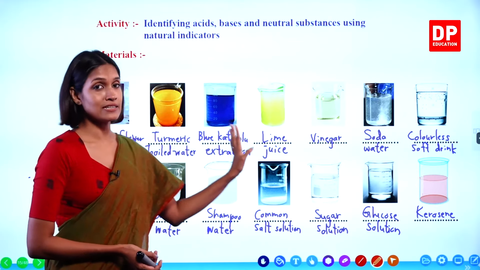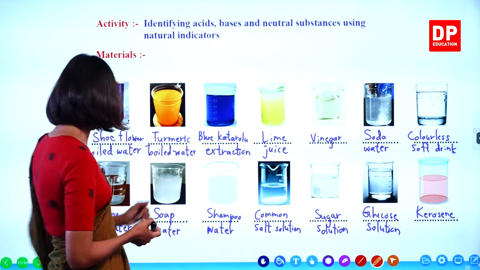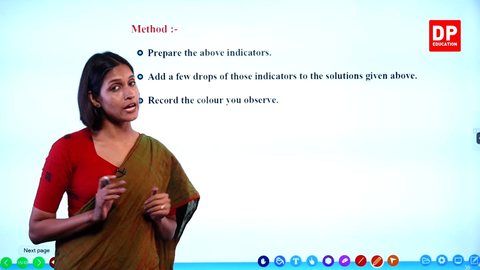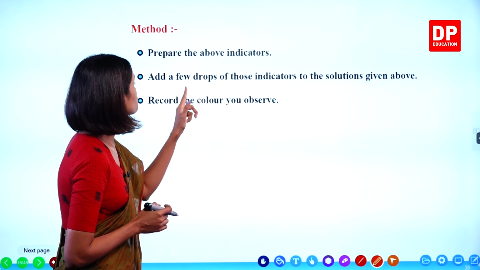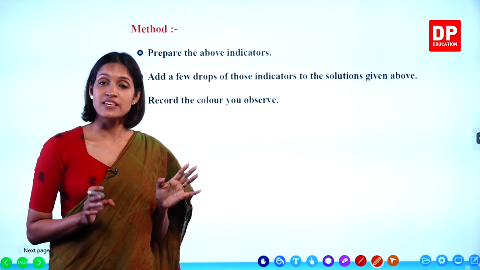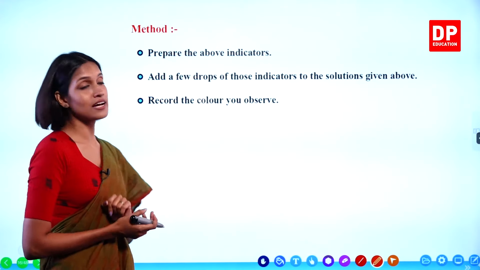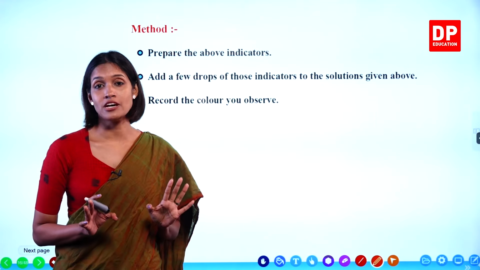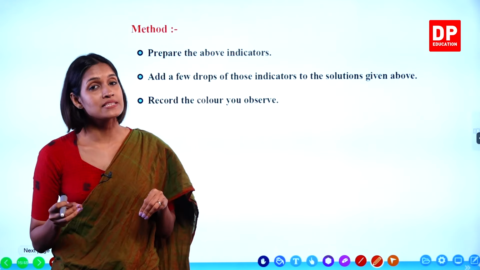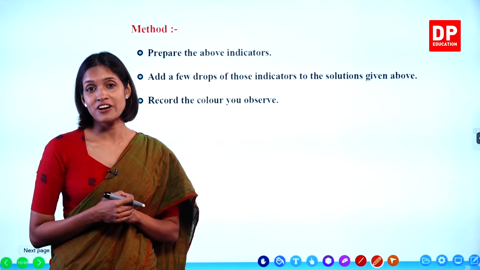So I hope it's very clear how to do this activity because we did similar activities before as well. Okay, we will see the method. Prepare the above indicators. I explained how to prepare the indicators, and add a few drops of those indicators to the solutions given above. So we use different types of acids, bases and neutral substances that are used in our day-to-day life. And record the color you observe. You all know by now, indicators when added to acids give one type of color, and with bases they give another type of color. So you have to record the colors that we can observe in this experiment.